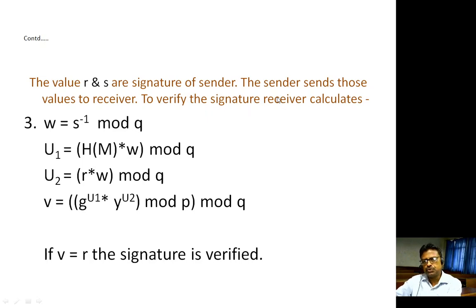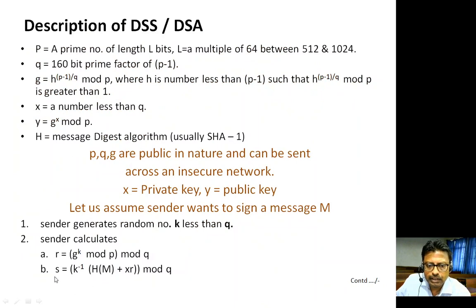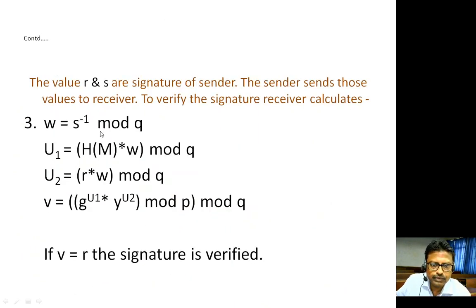How is it going to verify the signature? It tries to calculate something. What kind of thing is it going to calculate? First it calculates the value of w, which is equal to s to the power minus 1, s inverse mod q. Since s has been calculated at the sender and sent, s inverse mod q can be obtained.